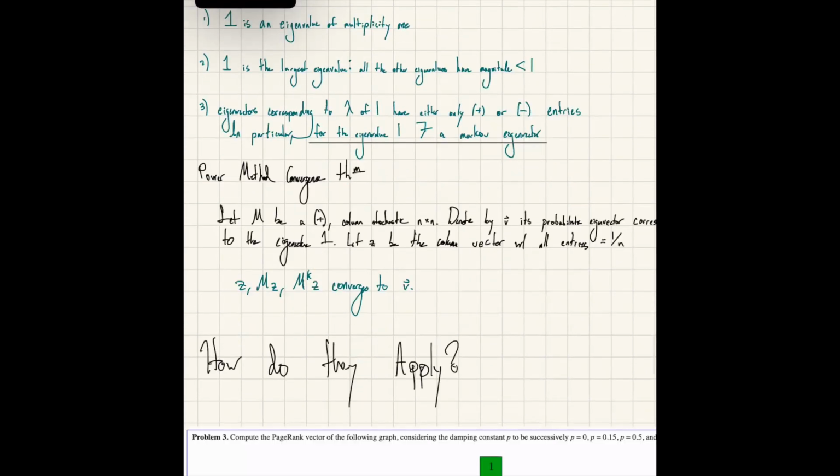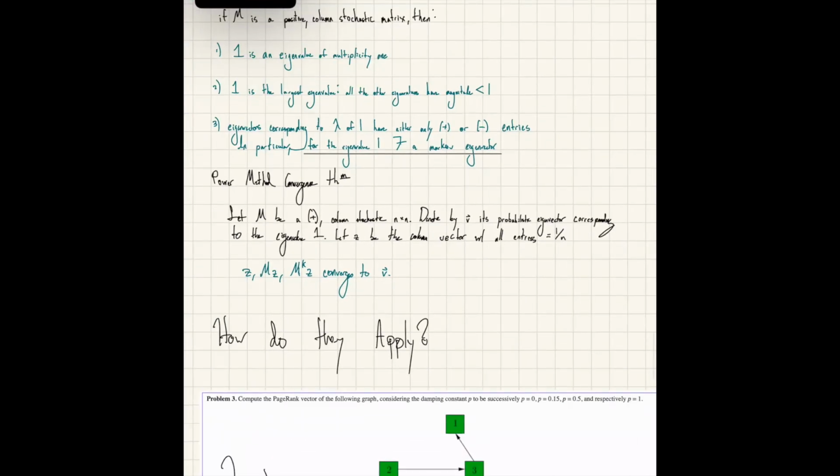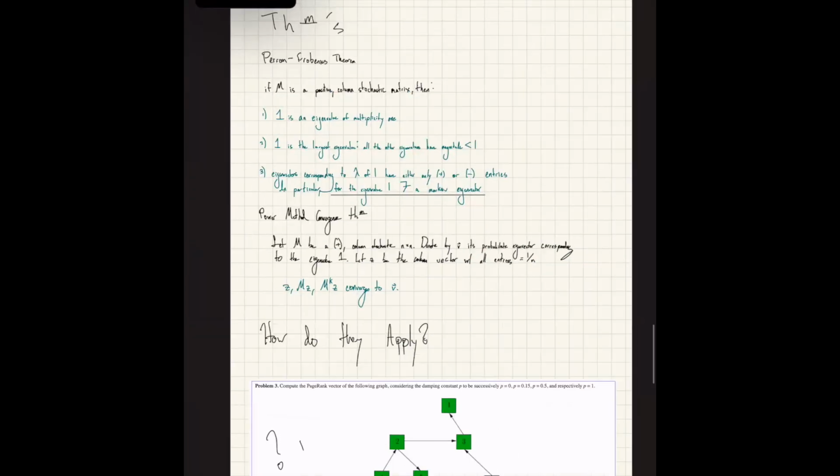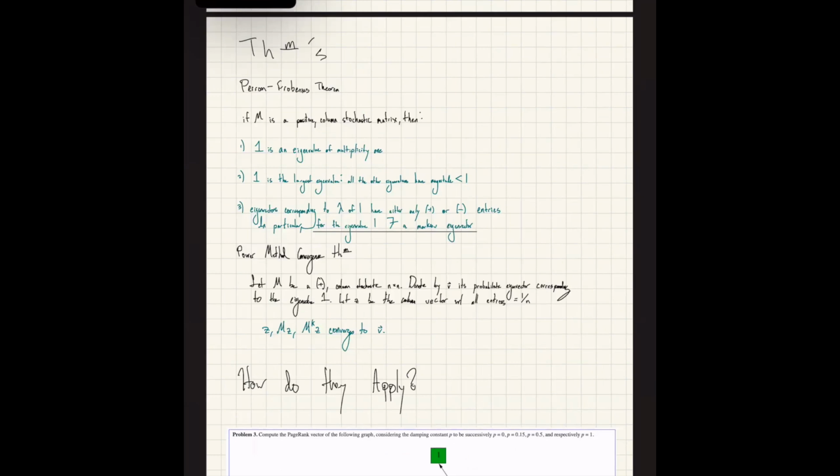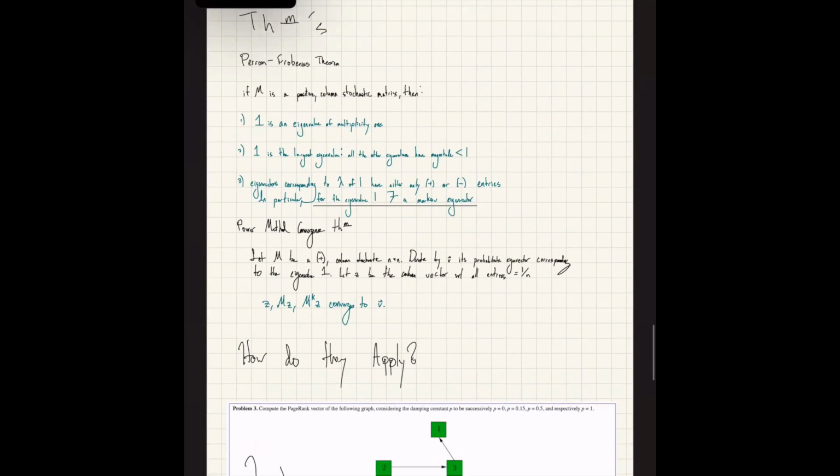And the power method convergence theorem is: let M be a positive column stochastic n by n matrix, denote V the probabilistic eigenvector corresponding to the eigenvalue 1, and let Z be the column vector with entries 1 over n. So this is again saying what the method above does, where Z, when multiplied by enough M's, M to the power of k, will eventually converge to this probabilistic eigenvector, which is what we're looking for with the PageRank algorithm. And it's cool that these are fully proven and super helpful to us.